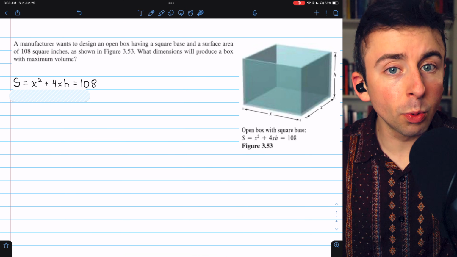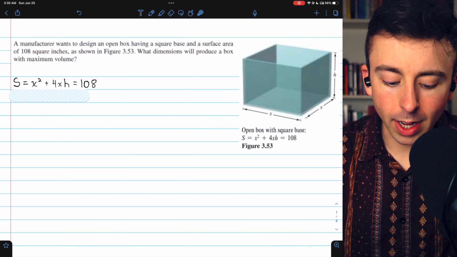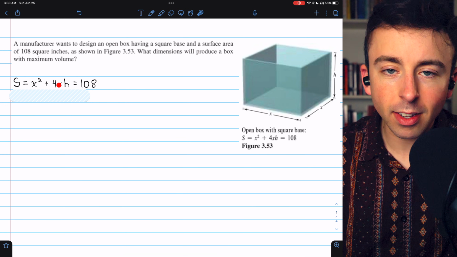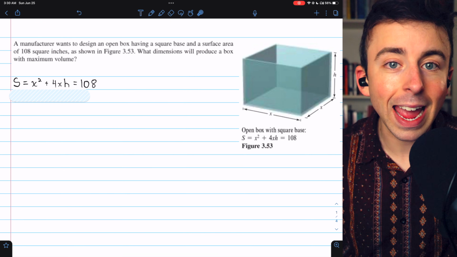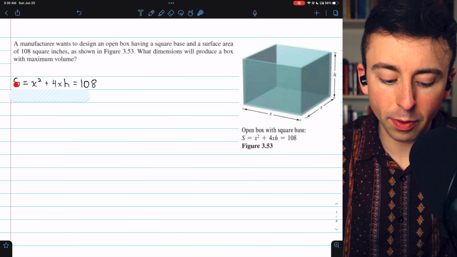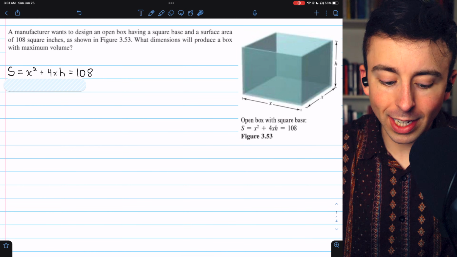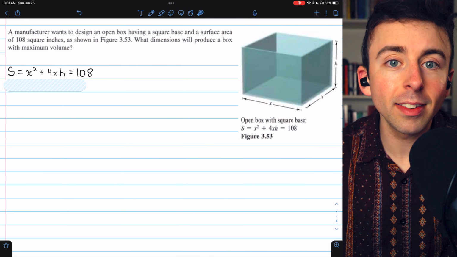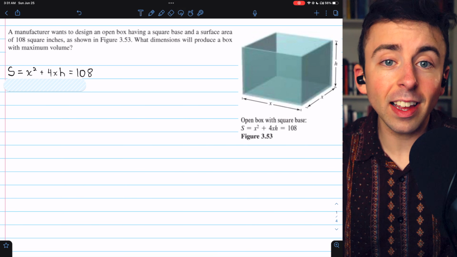Since we're given the surface area, we want to write an equation for that quantity. Our surface area is x squared, the area of the base, plus the areas of the 4 sides. Each side has an area of x by h, and there's 1, 2, 3, 4 sides. So x squared plus 4xh is the surface area, and we're given that this has to equal 108. This is called a secondary equation because it's an equation for something that we're not trying to optimize. The equation for what we're trying to optimize is called the primary equation, and that's our second step.